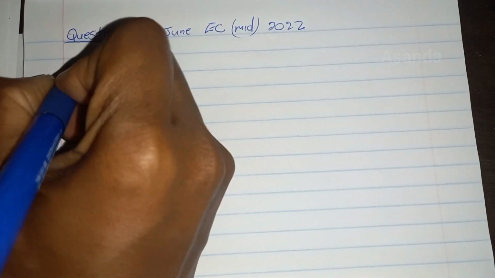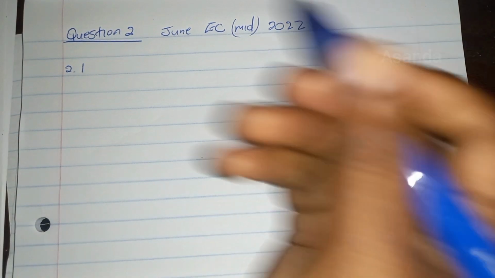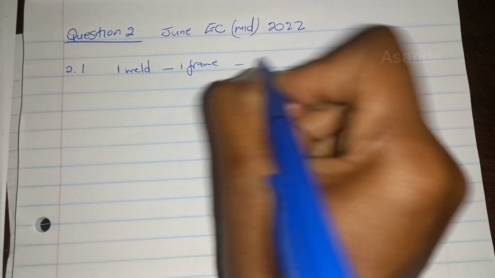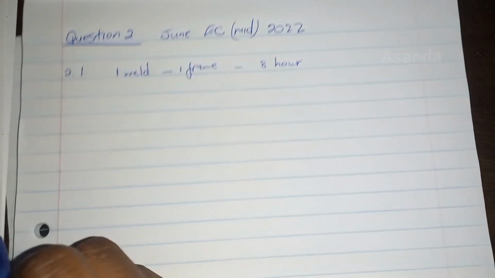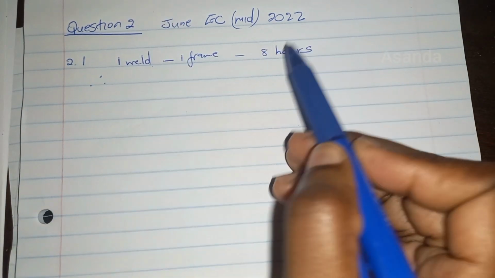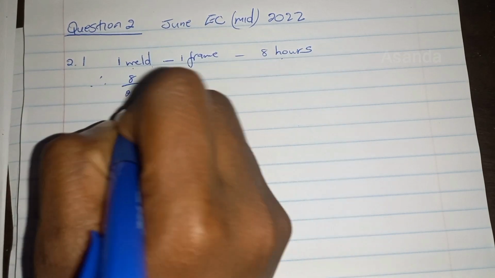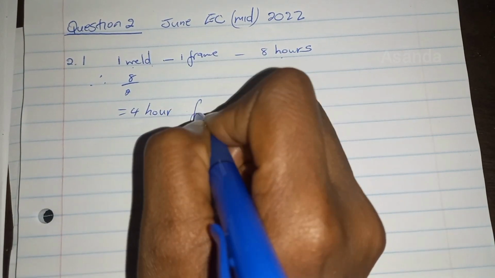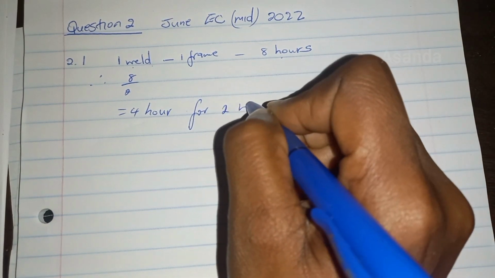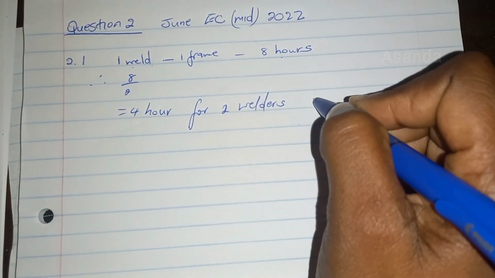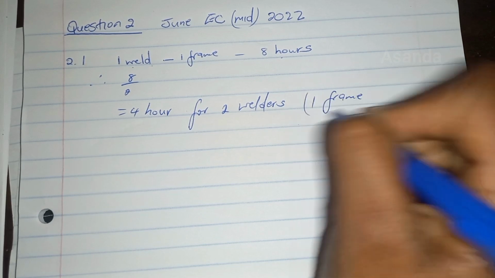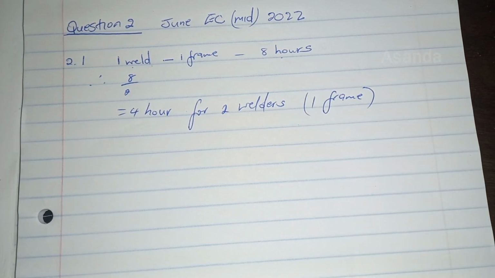Okay, so 2.1. We said we're going to calculate. It says there that 1 welder makes 1 frame in 8 hours. So therefore, 2 welders will be 8 divided by 2. That would be 4 hours for 2 welders to make 1 frame. But you can actually read this from the graph.